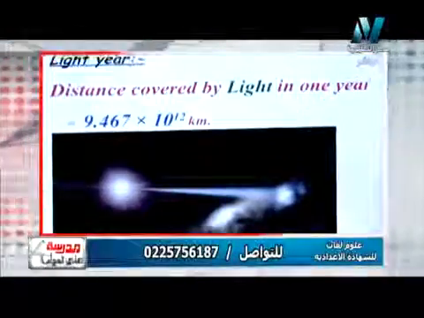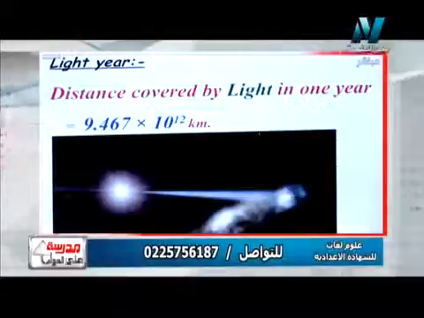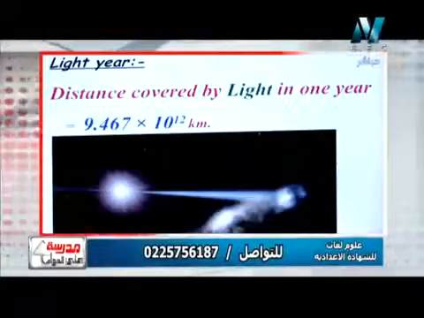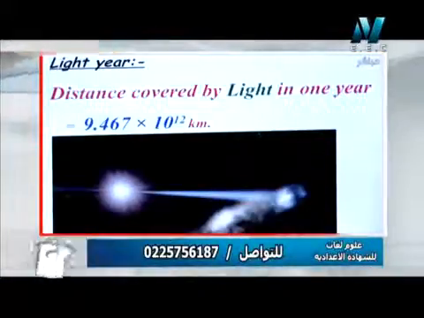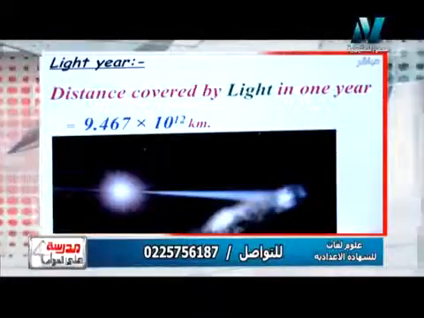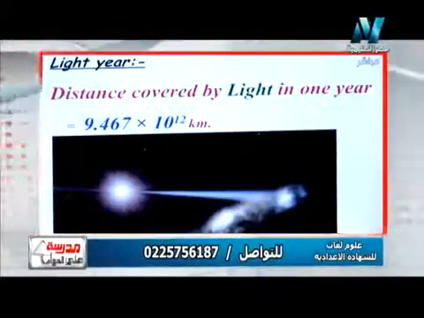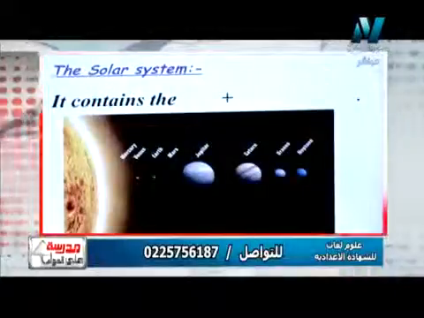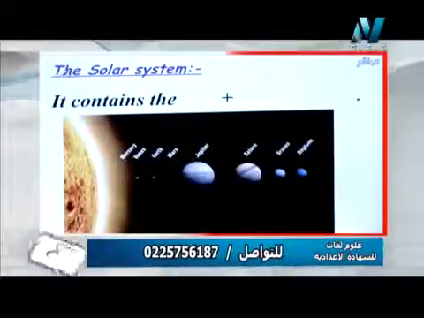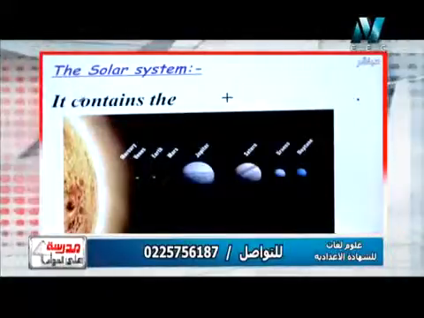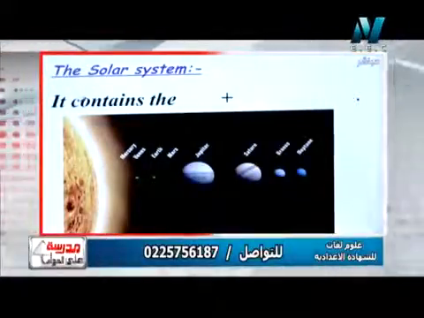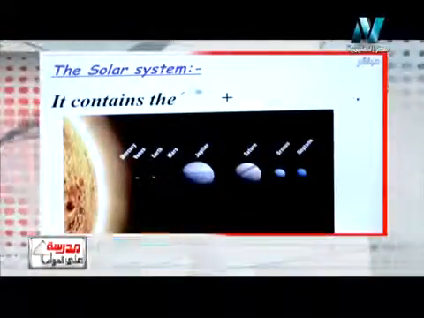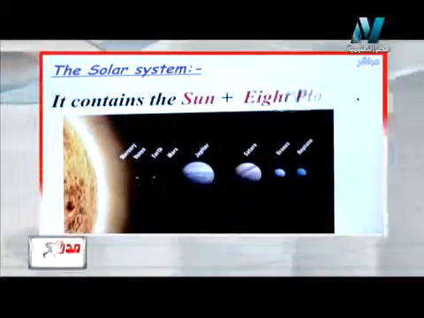So we now know why astronomers use this measuring unit to measure the distances between bodies or galaxies in space. They say the distance between the Milky Way galaxy and the next galaxy is about 2 light years, not giving the number in kilometers. And we have here the solar system. As we studied before in the primary stage and first prep, the solar system contains the sun and the 8 planets.